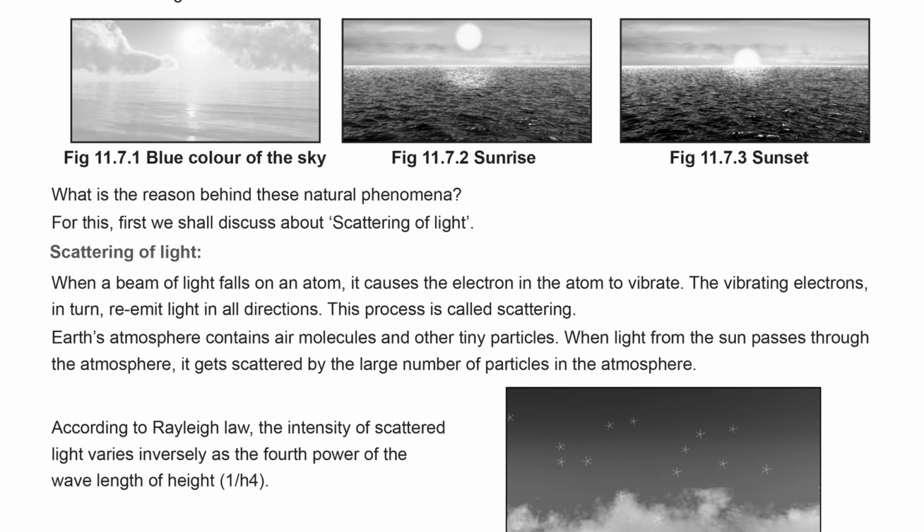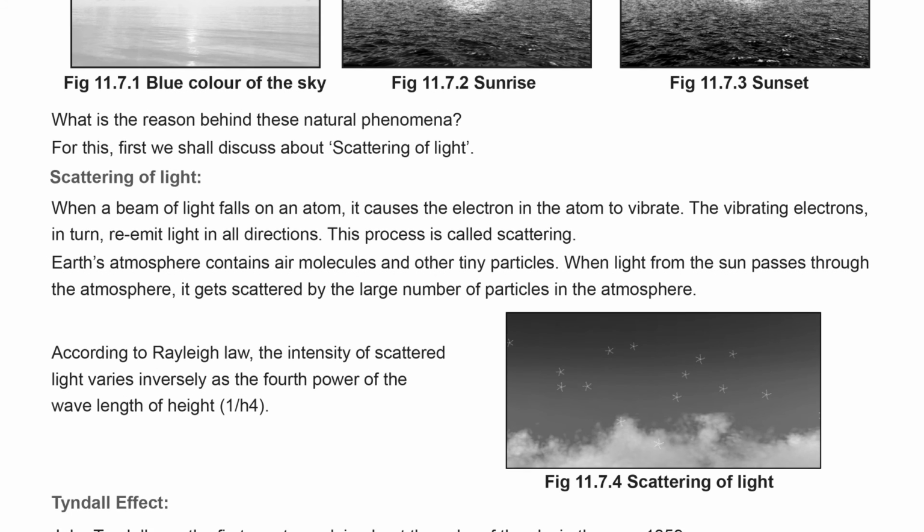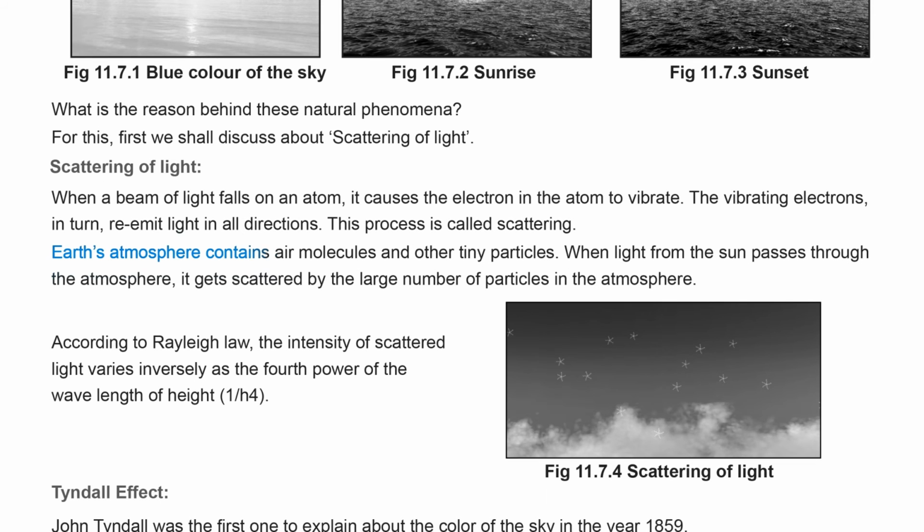Scattering of light. When a beam of light falls on an atom, it causes the electron in the atom to vibrate. The vibrating electrons, in turn, re-emit light in all directions. This process is called scattering. Earth's atmosphere contains air molecules and other tiny particles. When light from the Sun passes through the atmosphere, it gets scattered by the large number of particles in the atmosphere.